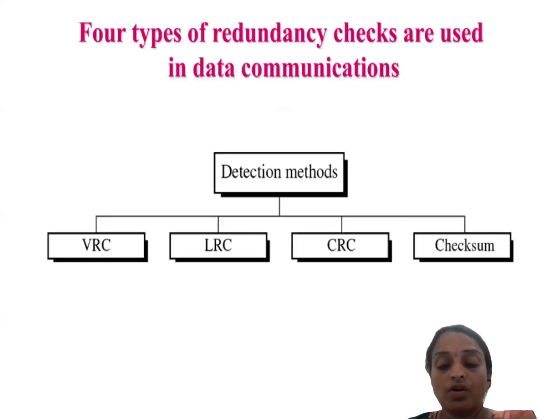Now we have to see the types of error detection methods. With the help of redundancy, we can detect the errors at the receiver side. We have totally four detection methods. The first one is VRC, the second one is LRC, the third one is CRC, and the fourth one is the checksum method. We have to see these four error detection methods one by one.